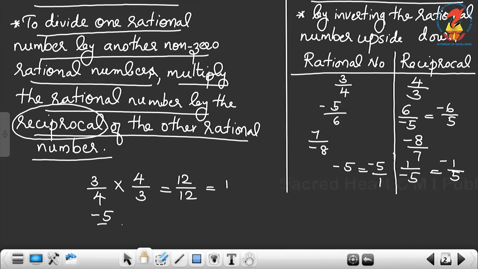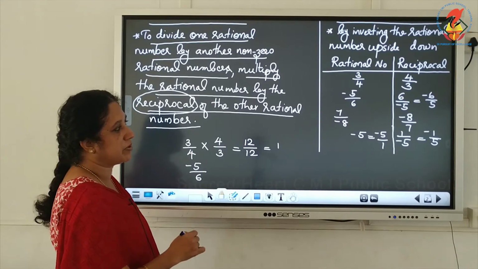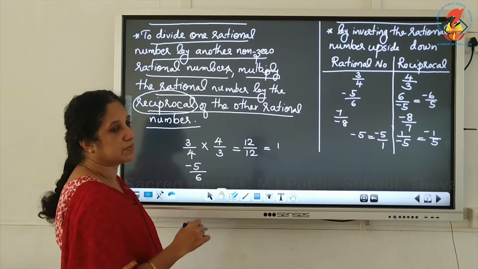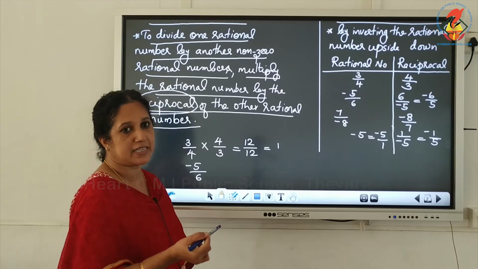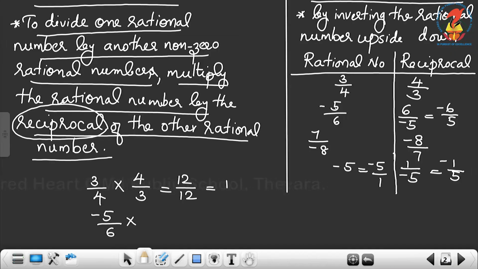Similarly, the second rational number you take, negative 5 by 6. And what is the reciprocal of negative 5 by 6? 6 by negative 5 and we made the denominator positive. It is negative 6 by 5. So, negative 5 by 6 into negative 6 by 5 equals negative 5 into negative 6, we can write as a positive 30. 30 divided by 6 into 5, 30, 30 by 30 and we will get it as 1.